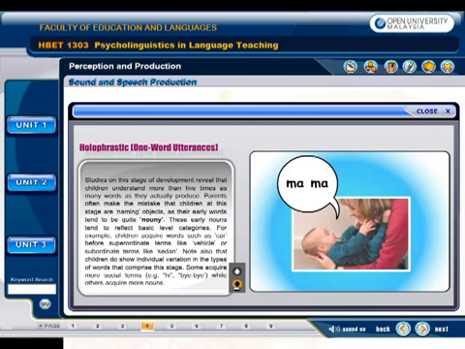Note also that children do show individual variation in the types of words that comprise this stage. Some acquire more social terms, for example hi, bye-bye, while others acquire more nouns.